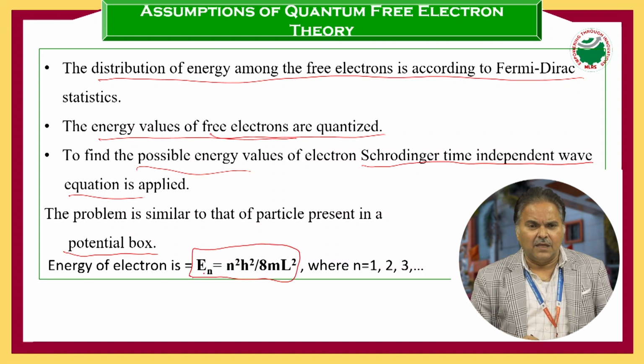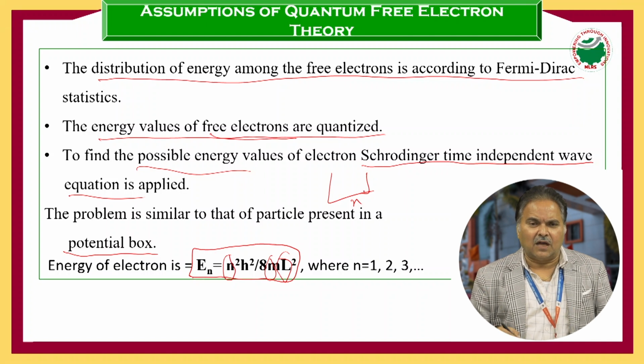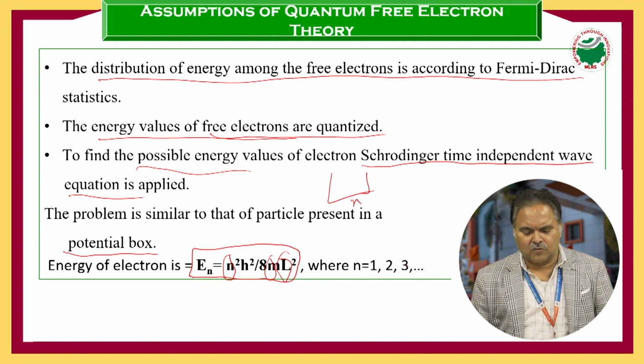Here En is the energy of the nth level. If n is equal to 1, then this is h squared by 8mL squared. m is the mass of the electron, L is the length of the box, for example 1 angstrom. n is the order, first order energy or second order, like that. n is an integer 1, 2, 3. Here also n is not 0.